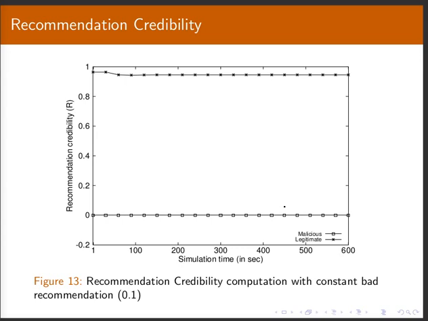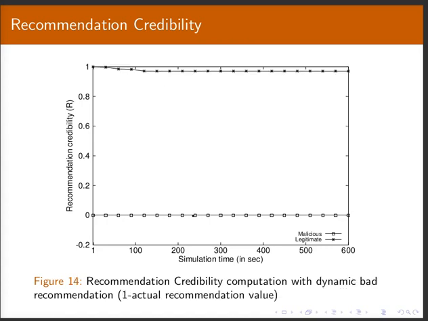This is the performance evaluation through simulations. We have run the simulations with constant bad recommendations. For example, if a node has 0.9 as a legitimate node, the malicious node will always send 0.1. Even though it is a legitimate node, it sends a recommendation of 0.1. In that case also we are able to filter out the legitimate and malicious nodes easily.